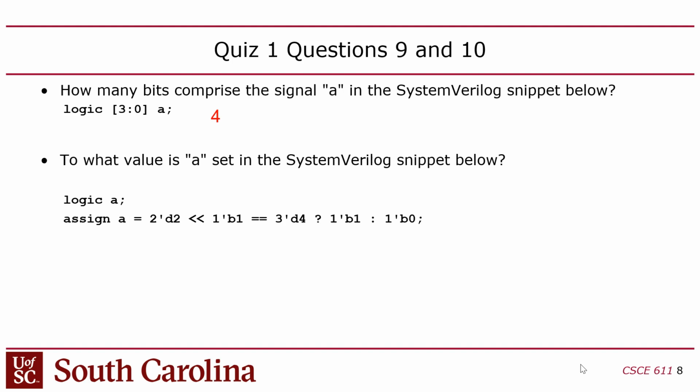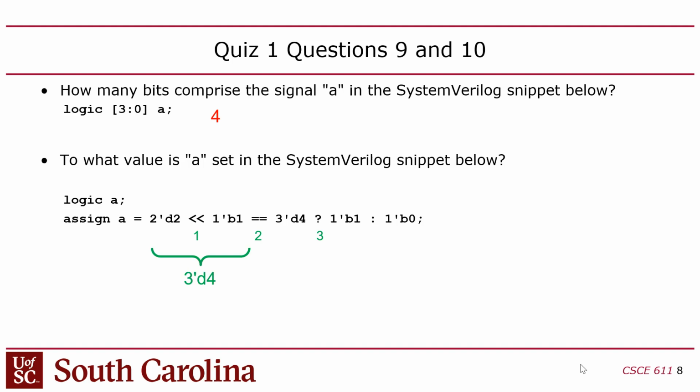And to what value is A set in the SystemVerilog snippet below? Okay, this one is a little complex, right? A starts out as the value 2 encoded in 2 bits, so in binary it's 1, 0. And then we shift it 1 bit to the left, so it's going to be 1, 0, 0, which is 4 in decimal. And then we check to see if that is equal to 4, which it is, using the ternary. And since this is true, the whole expression is going to evaluate to the true clause on the ternary, which is 1.